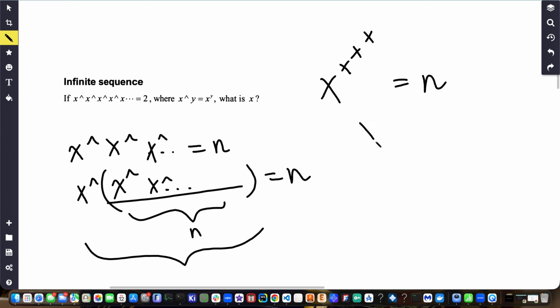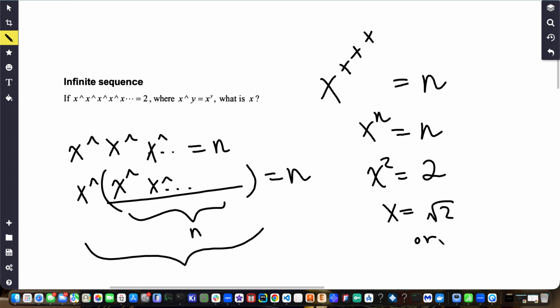So what this becomes is x to the n is equal to n. But we also know what this n is, right? It's equal to 2. So x squared is equal to 2. Hence x is equal to root 2, or negative root 2. And for this question, whether we take the positive or negative I don't think really matters, but let's just say we take the positive one, and the answer is root 2.